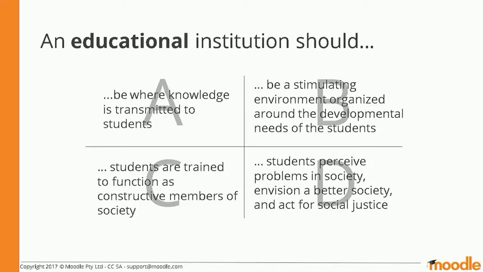Should an educational institution be a stimulating environment organized around the developmental needs of the students? Should an educational institution be students who are trained to function as constructive members of society? Should an educational institution be students who are perceiving problems in society, envisioning a better one, and going to act for social justice? So A, B, C, D, no wrong answers. I'm very curious what you come up with.